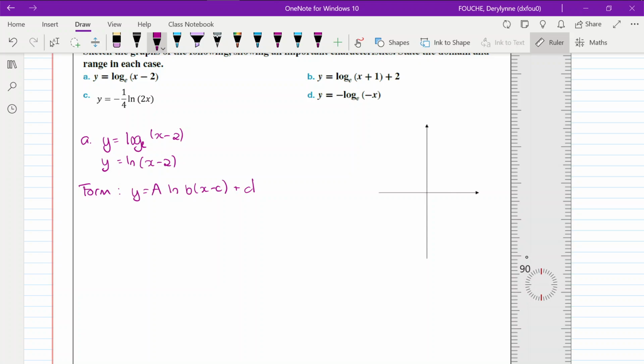Our c value, because it's our horizontal shift, tells us where our vertical asymptote is. Now remember, with any of these horizontal shifts, if it's x take 2, our asymptote will be at positive 2. Okay, so we're going to start with our asymptote.